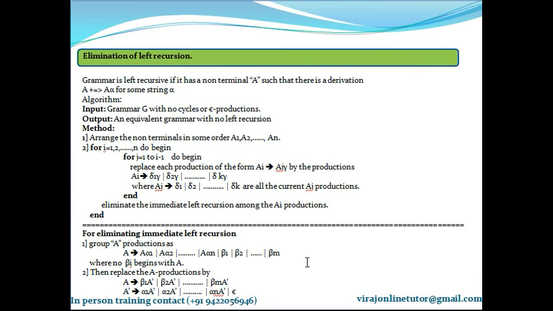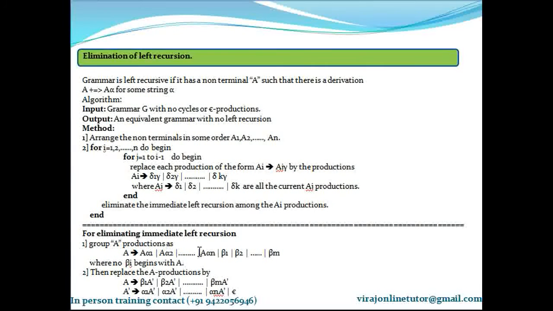So the very small broken down formula of this is, if A gives A alpha or beta, very simple. When I don't have many options for production starting with A, and I don't have many options for production starting with beta. So suppose A gives A alpha or beta, what's the formula? A gives beta A dash, A dash gives alpha A dash or epsilon. I'm just applying the formula, no big deal.